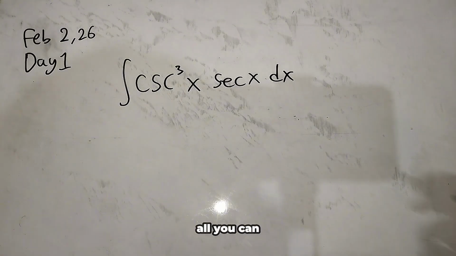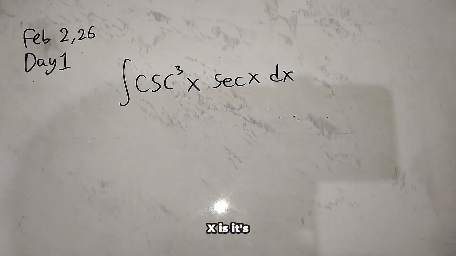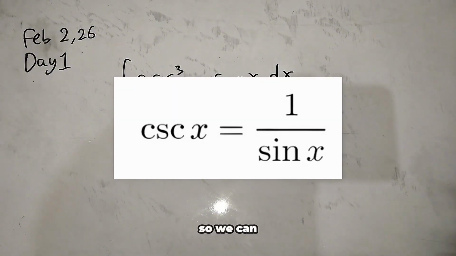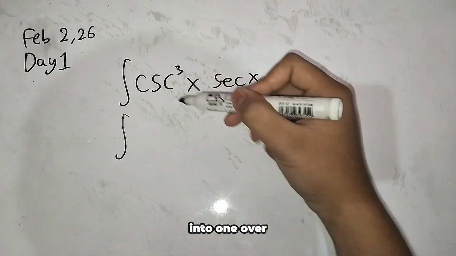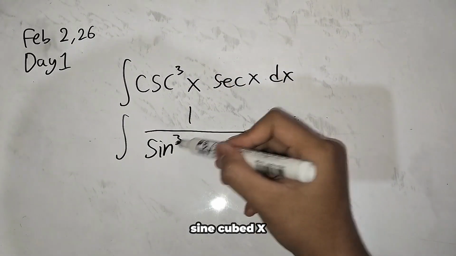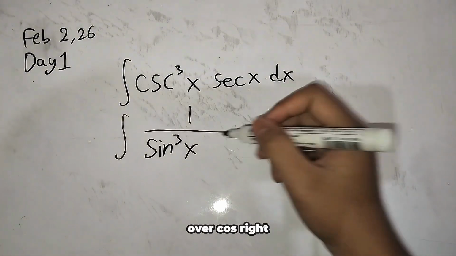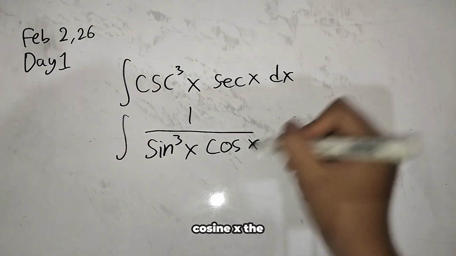First of all, you can see this and think about it. What is cosecant x? It's just 1 over sine, right? So we can replace this with 1 over sine cubed x. What is secant x equal to? That's just 1 over cos, right? So it's now 1 over cosine x dx.